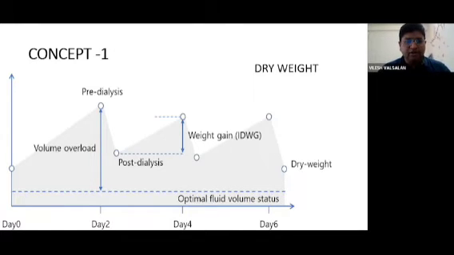Now what happens is on day 4, he is again post-dialysis, and he has reduced his weight to below the previous one. After the third dialysis on day 6, he has almost reached what is called his dry weight. So what is dry weight? Dry weight is that weight when the patient is reaching his optimal fluid volume status, along with no signs and symptoms of hypotension.